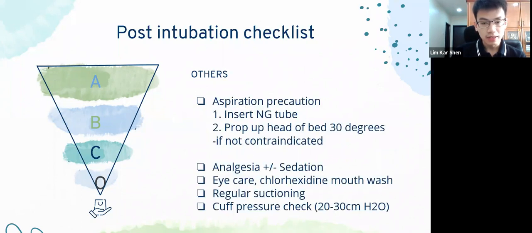Others, such as aspiration precaution, insert nasogastric tube, prop up head of bed 30 degrees, if not contraindicated. Add on analgesia plus or minus sedation. Also regular eye care and chlorhexidine mouthwash, regular suctioning, and cuff pressure check, maintaining 20 to 30 centimeters of water.